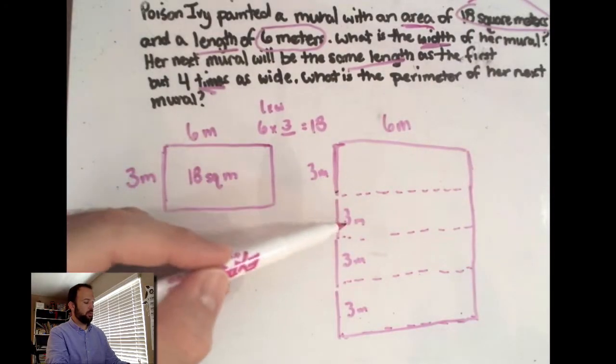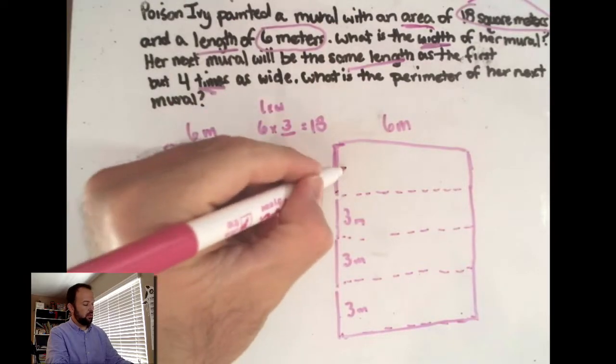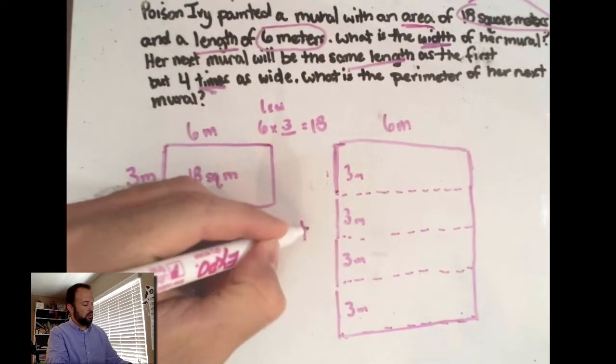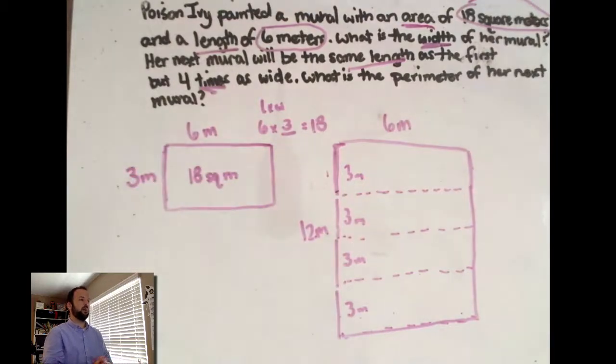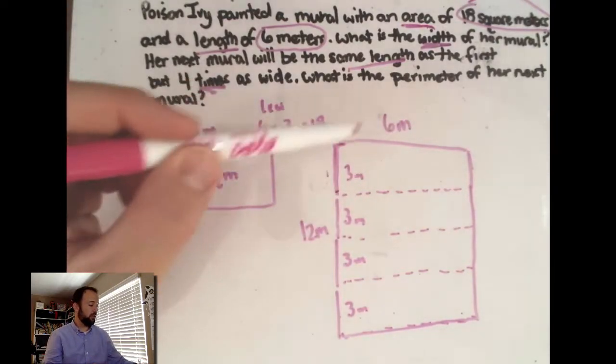Perfect. Well, 3 plus 3 plus 3 plus 3, or 3 times 4, would give us 12. 12 meters. Wow. Okay, that's going to be a pretty big mural, right? Hopefully she's painting like Batman or something, right? It'd be kind of cool.